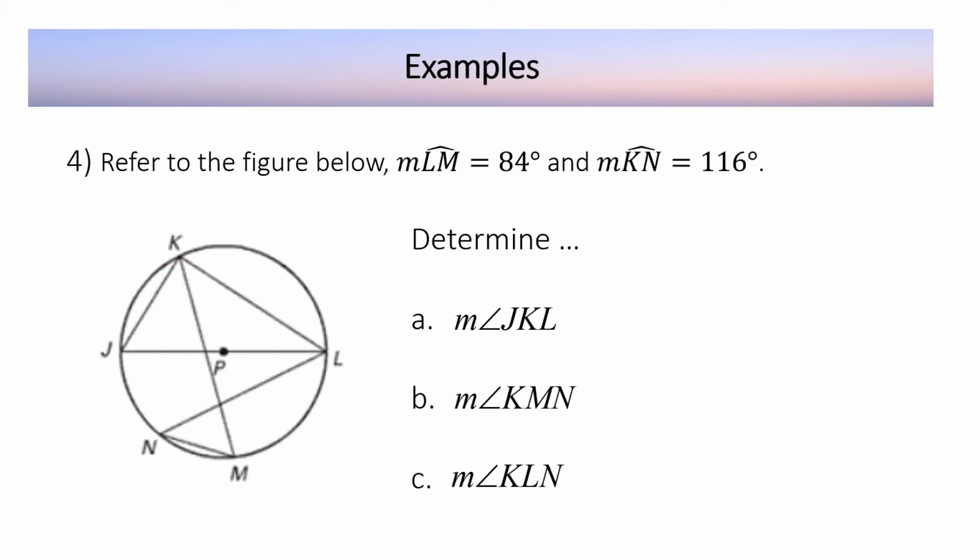Our diagrams are getting more and more angles and segments within. This time for our diagram, we're given some information. We're given the fact that the measure of arc LM is 84 degrees. Label your diagram. We're also given the fact that the measure of arc KN is 116 degrees. Label your diagram. Now we're going to find the measure of angle JKL.